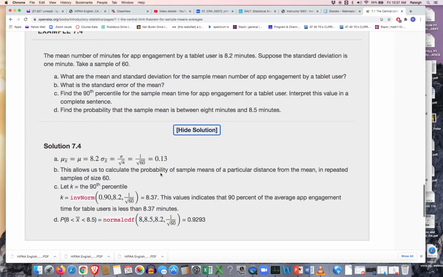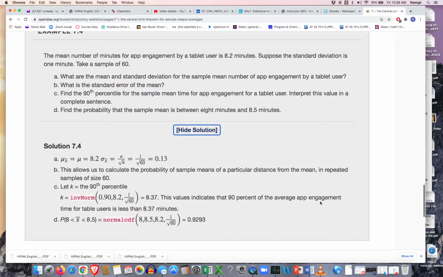This allows us to calculate the probabilities of sample means at a particular distance from the mean. Repeated samples of size 60. That's called the standard error of the mean, also known as sigma over square root of n. That's what the standard error is, just another way to say it. 90th percentile, very easy on the calculator. Area left, 90%. Here's the mean. Here's your new standard deviation for x bar, sample means. And you could, of course, use the other formula too if you'd rather do that. You just say that x equals mu plus z sigma. You'd have to look up the z and all that, but here I'm not going to do that for you.